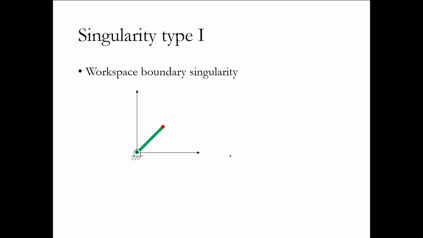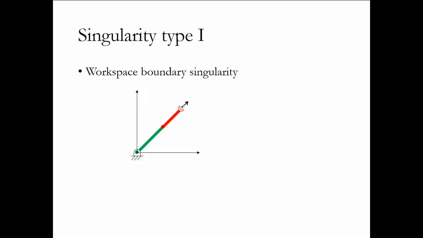We have workspace boundary singularity. So let's look at the two link manipulator. This is link 1, this is link 2. If we stretch them completely like this, we cannot go to this location. If we ask the robot to go here, this will not be possible. To achieve some velocity in this direction now, it will not be possible.